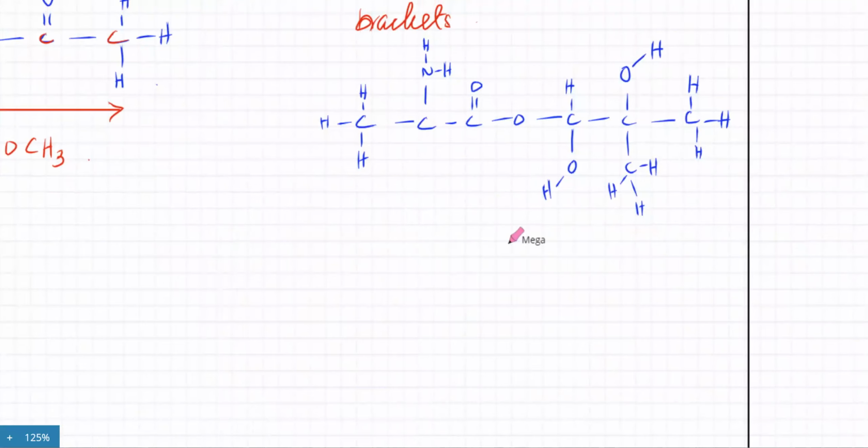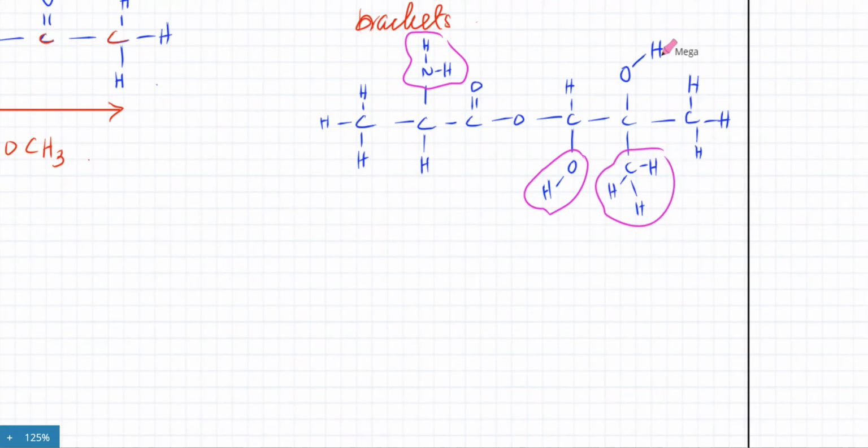And remember, branches would be written in brackets. So where do you see the branches? There's this thing coming out on the side. There's one H missing over here, so let me add that. What else is coming? There's an OH coming out of the main chain. There's a CH3 coming to the side. There's another OH over here.